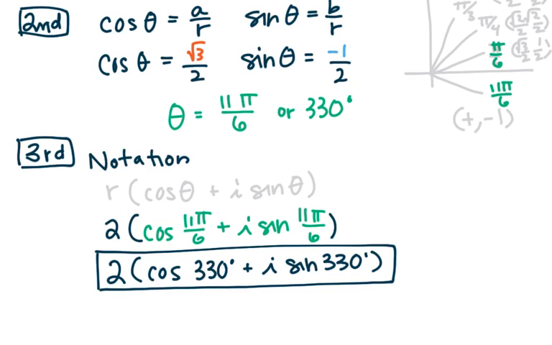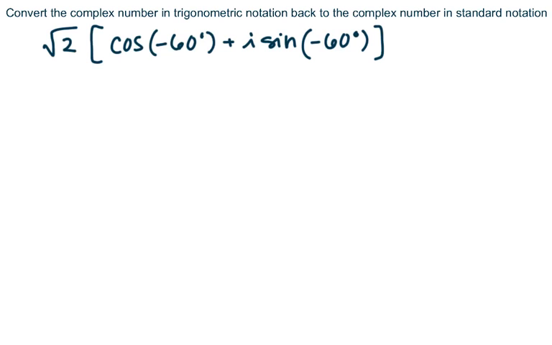Let's start with trig notation for a complex number and convert it to standard notation. So here we are given a complex number in trig notation, and we want to go back to our standard notation. And that standard notation means we want to go back to a plus bi. So what do we know? We know my r value, r equals the square root of 2, and then we know my theta value. Theta is negative 60 degrees.